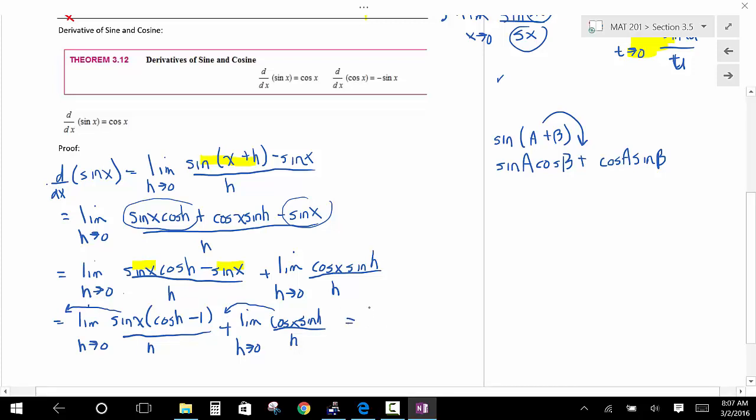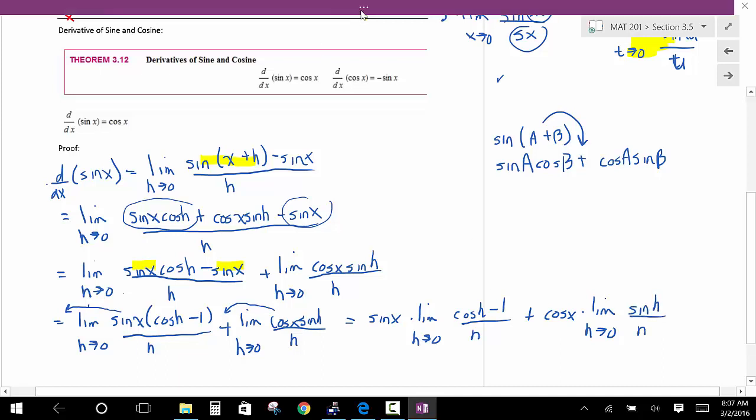So what you can do is you can write this then as sine x times the limit as h goes to 0, and with the sine going out, you're going to end up with cosine h minus 1 over h. That's the limit we talked about in class. And we kind of developed that with a calculator, and we looked at the squeezing theorem. Then when you pull the cosine x out of here, you would have cosine x times the limit as h goes to 0 of sine h over h like that.